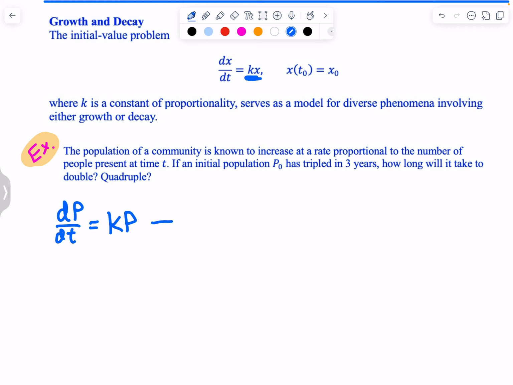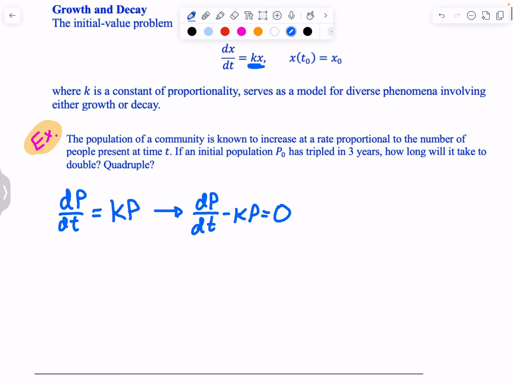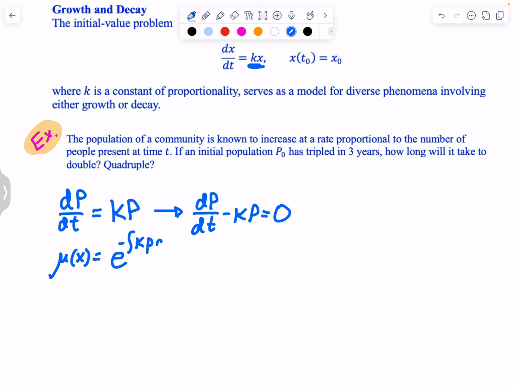All right, so if you take this and we manipulate it, we could go about a couple different ways. I don't know why I prefer first order linear over separable, but I just do. But this is separable as well. So I have that. This tells me that mu of x, because it's first order linear, is e to the integral of negative kp dt. Or no p though, right? Because we don't want the output variable, dt. All right, so that means that my mu is just e to the negative kt.